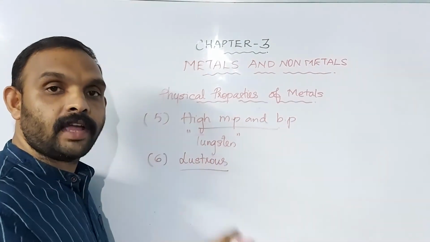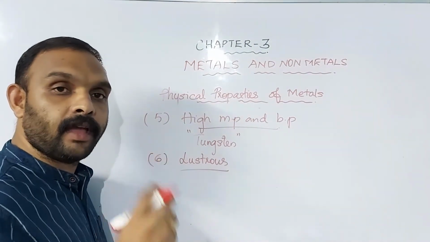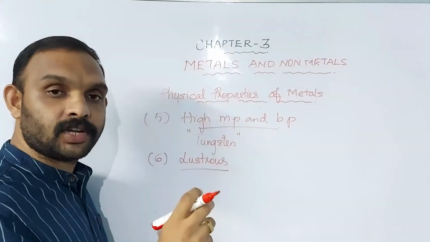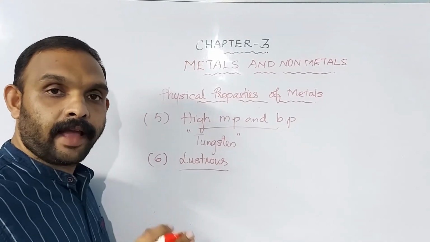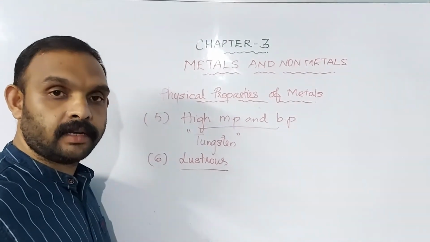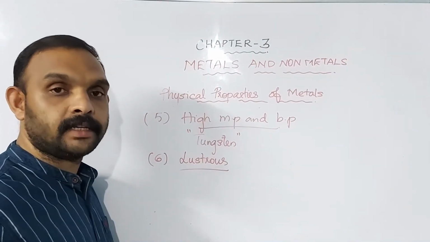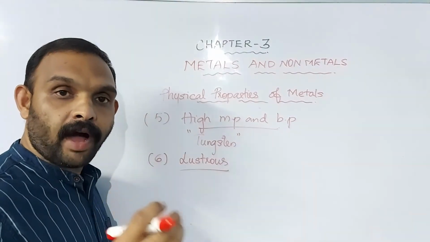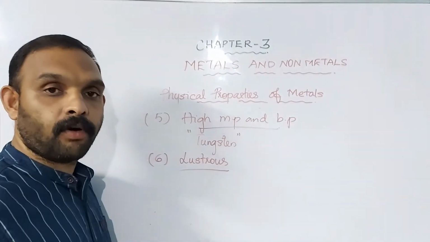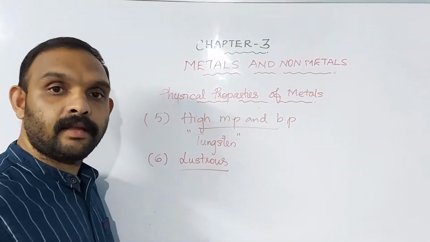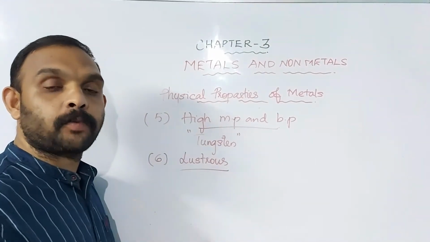What is meant by lustrous? Lustrous means the shiny appearance of a metal. The shining appearance of a metal is called luster or lustrous property. All the metals have this shiny appearance, so we can say that they are lustrous and they can be polished also. If you have silver utensils or any silver articles at home, then once a year we will polish them. Why? To regain that lustrous property.